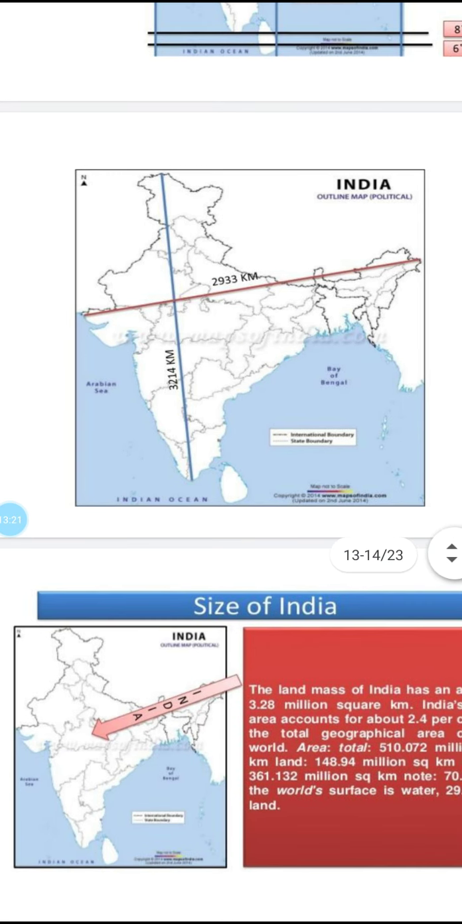Tomorrow we will discuss the size of India. Today we have discussed the location of India in the world map.